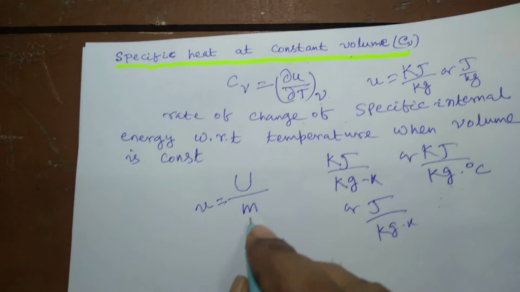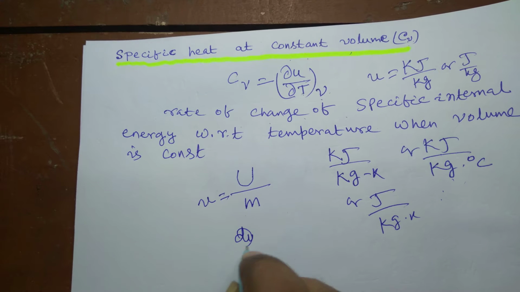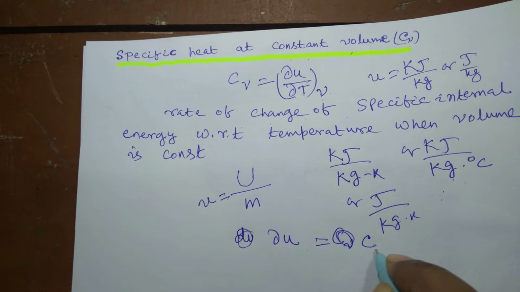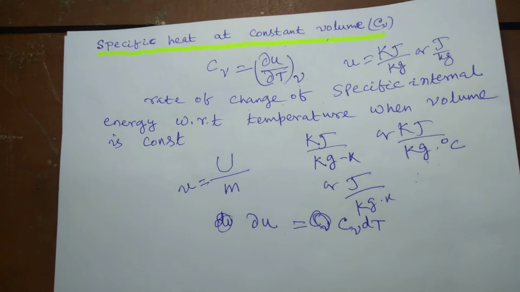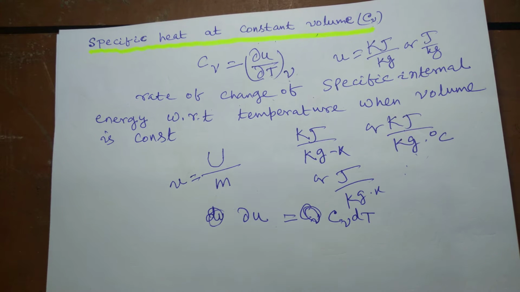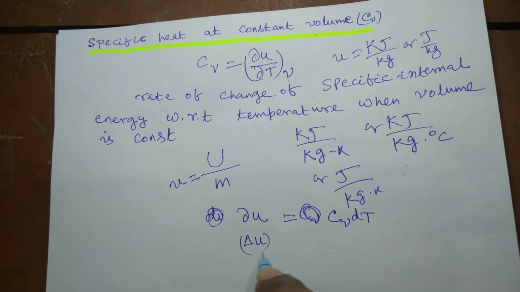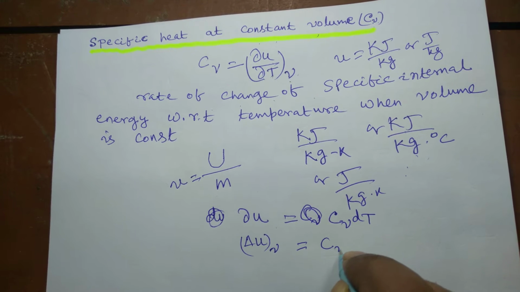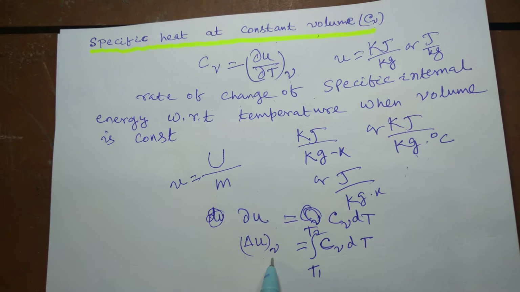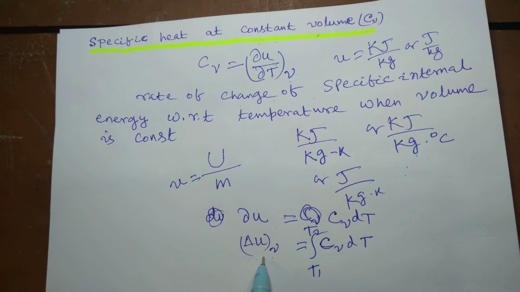So what we can write is: du equal to Cv dT. And the total change in specific internal energy during the process is delta u at constant volume equal to the integral of Cv dT, and the integration limit is from T1 to T2. This is how I can write. This delta u_v stands for the total change in specific internal energy during the process which takes place at constant volume.